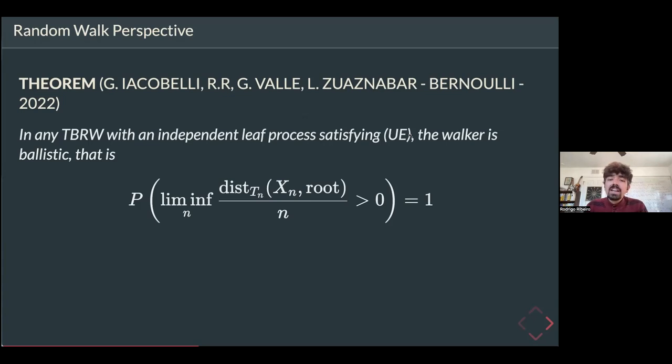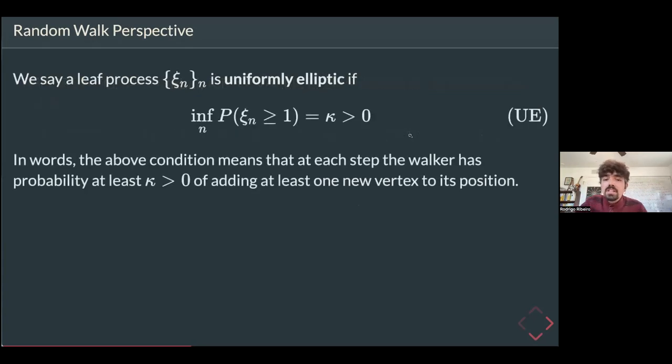But in this case, we have a really simple condition. If you want to check ballisticity, you just need to check this condition here. It is just a distributional condition on the leaf process only. You don't have to deal with the walker itself. So if you want to produce elliptic ballistic examples in the tree builder, it's easy, right? For instance, if you start with an IID non-degenerate sequence, you're done. They are ballistic.